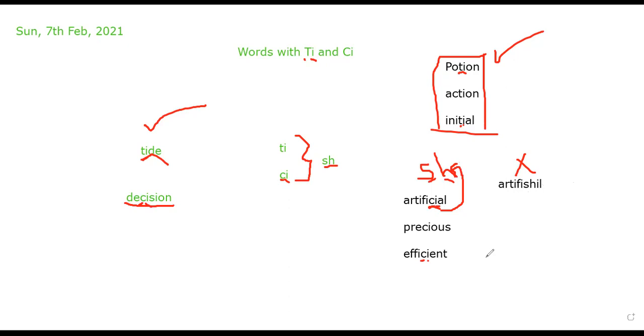The more that you practice listening, the more that you understand the meaning and the differences between the words. And the more that you read and write, you will understand the differences between those sounds that you hear and you write. So artificial, it's with CI, not with S. Also potion, action, initial, all of them TI, not SH, but the sound is SH. This is why we take spelling.